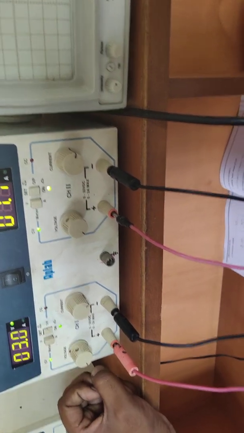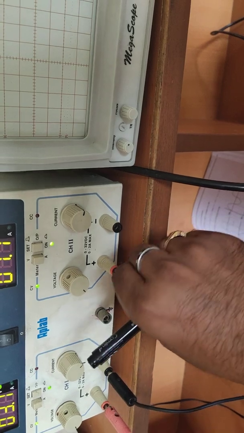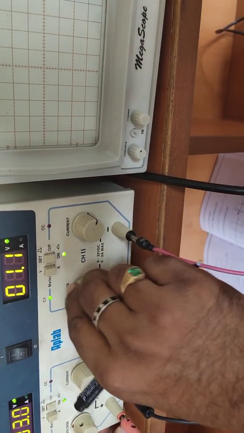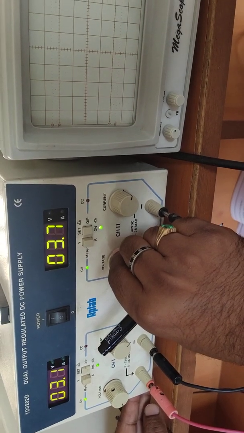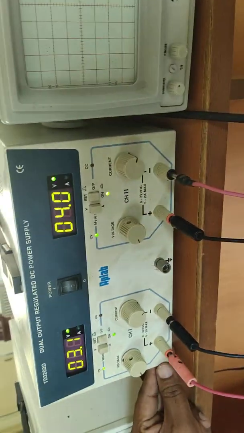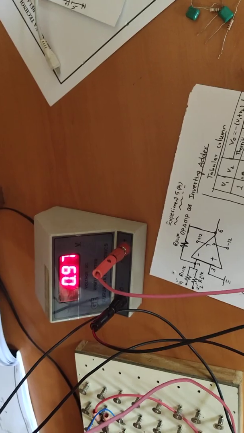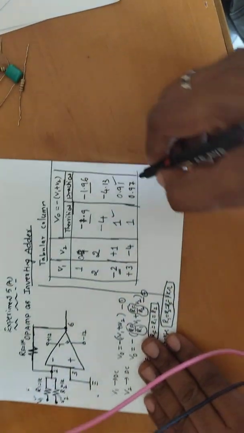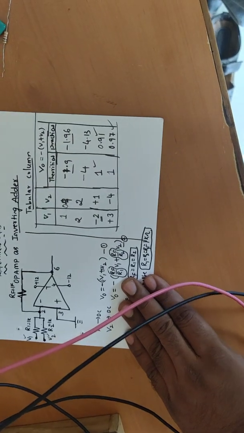Then the second battery I have to set to minus 4. So I will change the polarities of the battery so that we get a negative voltage now. This I will increase to 4 volts. Now the second battery is minus 4, the first battery is plus 3, minus 4 plus 3 is minus 1, and as it is inverting, you are going to get plus 1. In the voltmeter you can clearly see it is reading 0.97. So you can check all the combinations, the theoretical and practical values are almost matching.